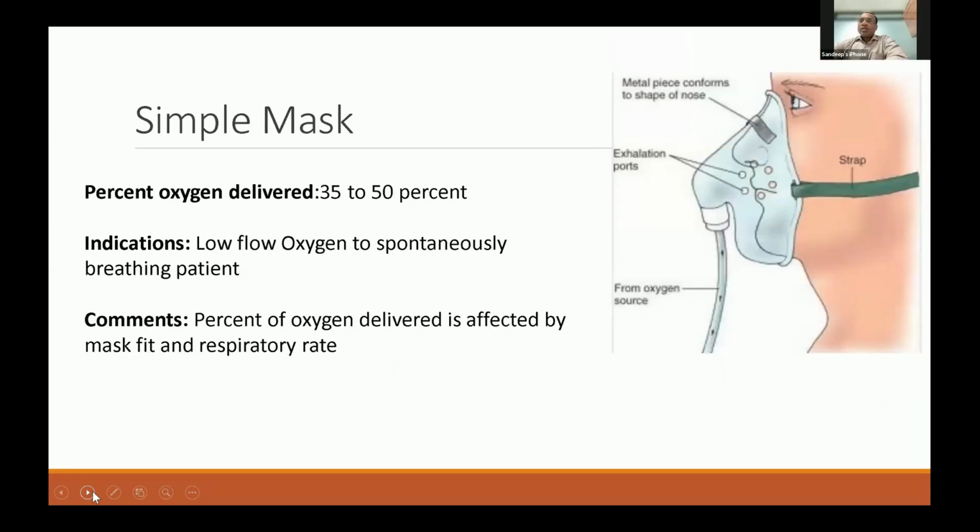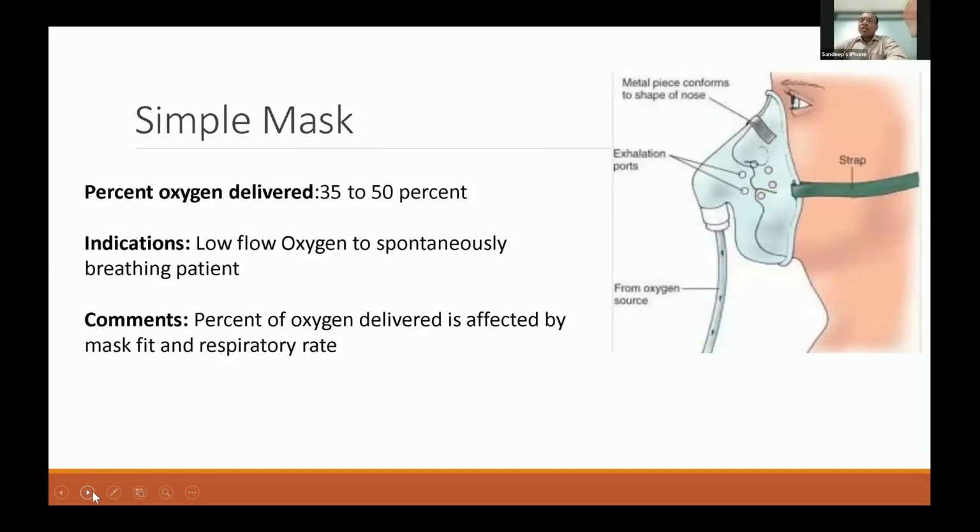Now, next is simple face masks. All of you have seen simple face masks. This is a face mask which is covering the nose and mouth of the patient. Whatever the patient breathes is through this face mask. Now, there is a small amount of air which is pure oxygen, so you are delivering some oxygen into the face mask. The rest of the tidal volume will come from the atmospheric air, right? So this device can provide oxygen up to 50% of FiO2.